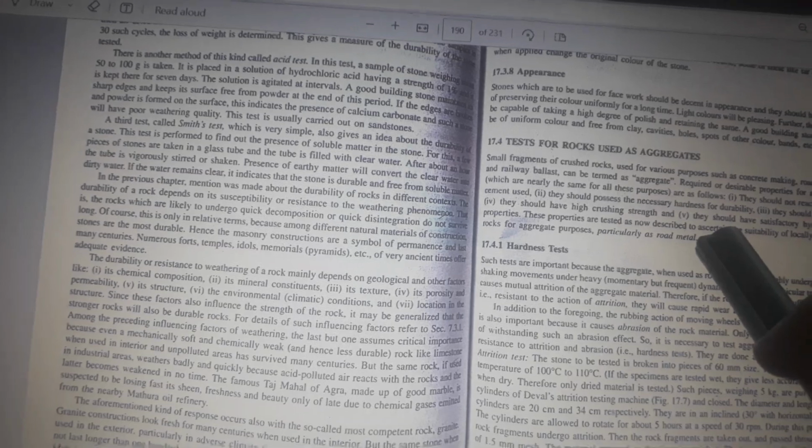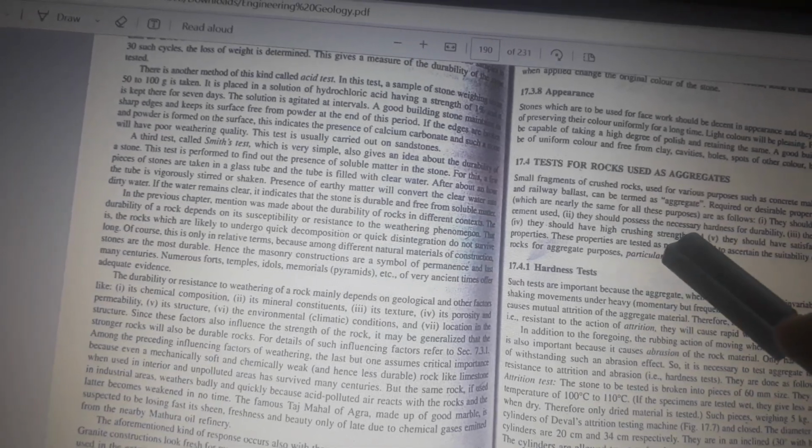They should not react with the cement used. They should have satisfactory hydrophobic properties. These properties are tested, as described now, to ascertain the suitability of locally available rocks for the purposes, particularly as road material. They should possess the necessary hardness for durability. They should be tough. They should have high crushing strength.